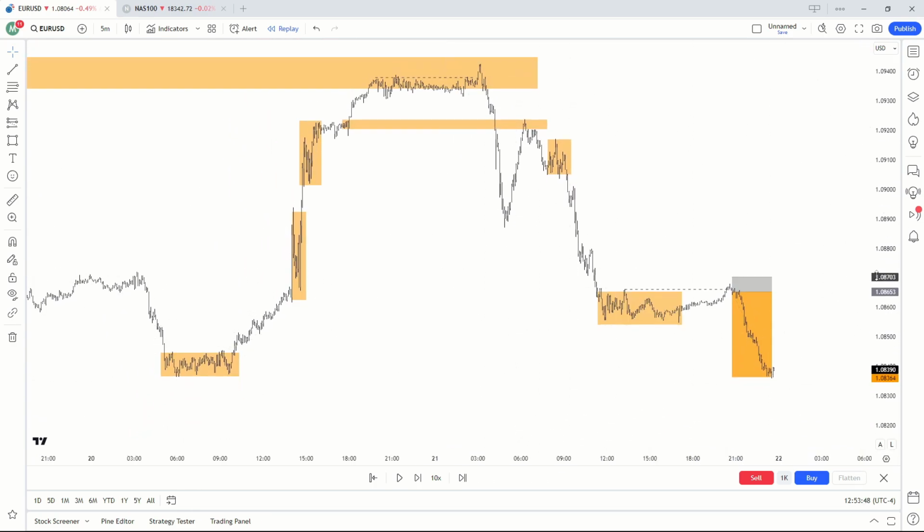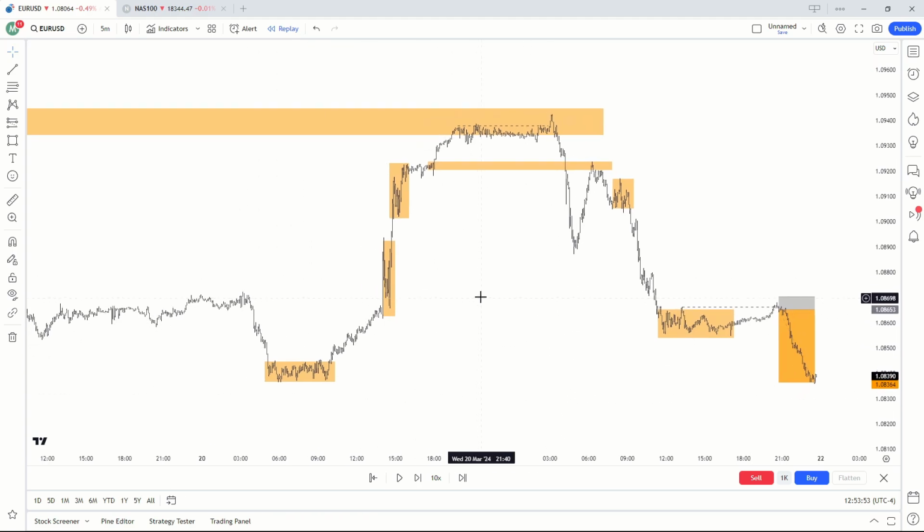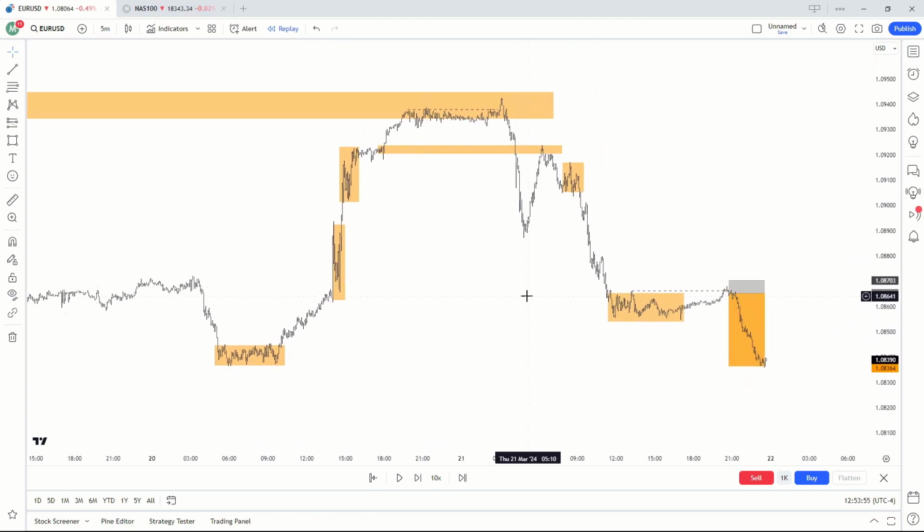Now, I want you guys to go into the market and backtest this for yourself, and you'll begin to see how familiar market maker models look, and you'll be able to spot them like a piece of cake. So moving on to the next example.